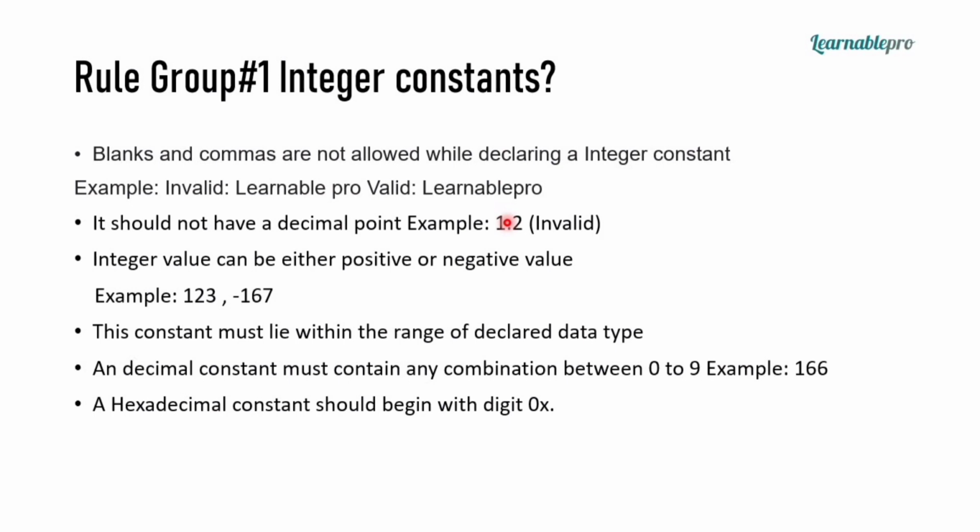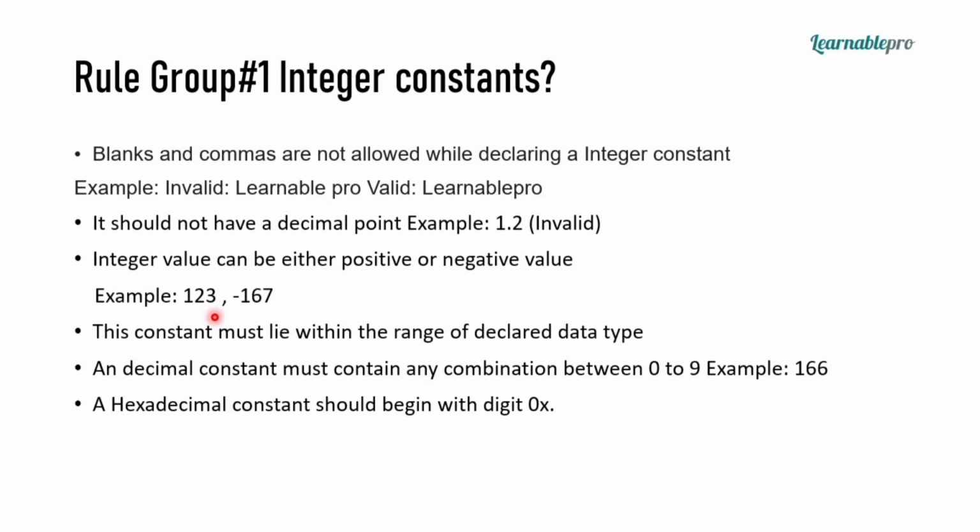Now the third rule is that an integer value can be either positive or negative. As I mentioned before, it cannot have a decimal point, but it can be a positive or negative value. For example, positive 123 or minus 167.